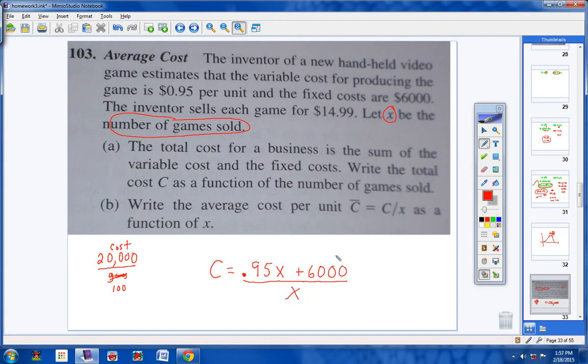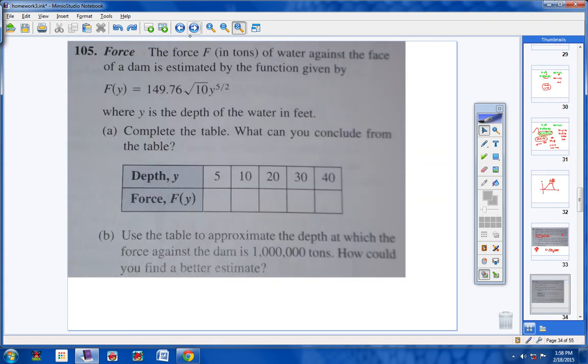So I took my total cost here and divided by my games, which is X games, and that would give me an average cost per game. It really would, guys. That should make sense, okay? Because you're taking your total cost and dividing it by how many games that you have, okay? Alright, moving on to 105.